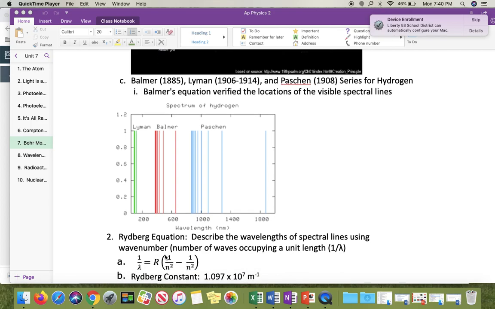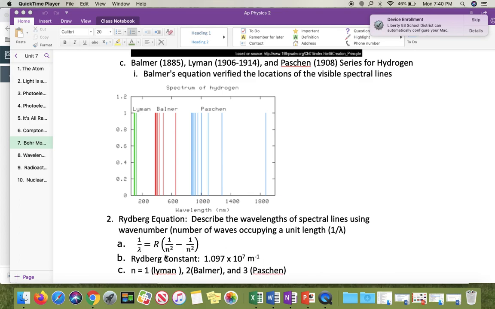Rydberg came along later on and developed a simpler way of looking at this and simplified Balmer's equations, where instead of trying to figure out and use the actual wavelength, he used a concept called wave number, and basically just inversed it. So it's the number of waves occupying a specific length. And Rydberg came up with this equation to solve for the specific wavelengths. Oh, I just realized I said 3 for Balmer, and it's actually 2. So anyway, I'll get back to that.